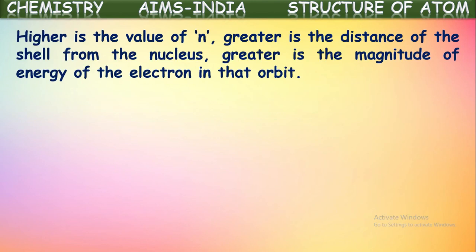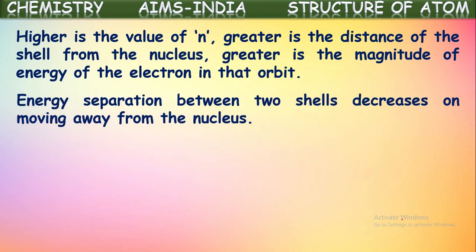Higher is the value of n, greater is the distance of the shell from the nucleus. As our n value increases, the distance from the nucleus also increases for the electron, and the greater is the magnitude of energy. At the same time as distance increases, the energy of the electron also increases as n value increases. That means the shell value increases.